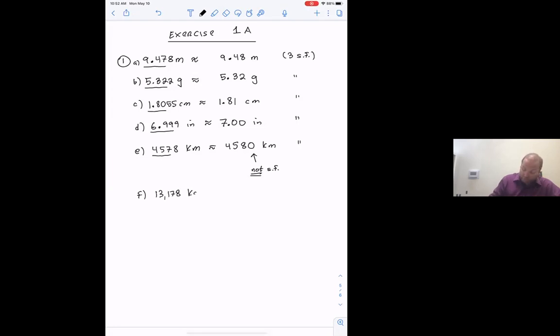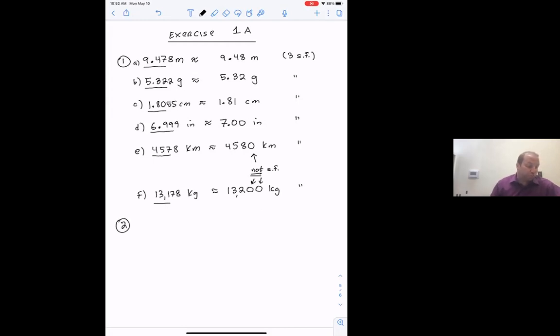F, 13,178 kilograms. 3 significant figures, 131, but the number after it is a 7, so we go up to 132. Of course, 132 is nowhere near 13,178, so we have to throw in zeros, not significant, to be close to our answer. So we have 13,200 kilograms. Again, 3 significant figures.